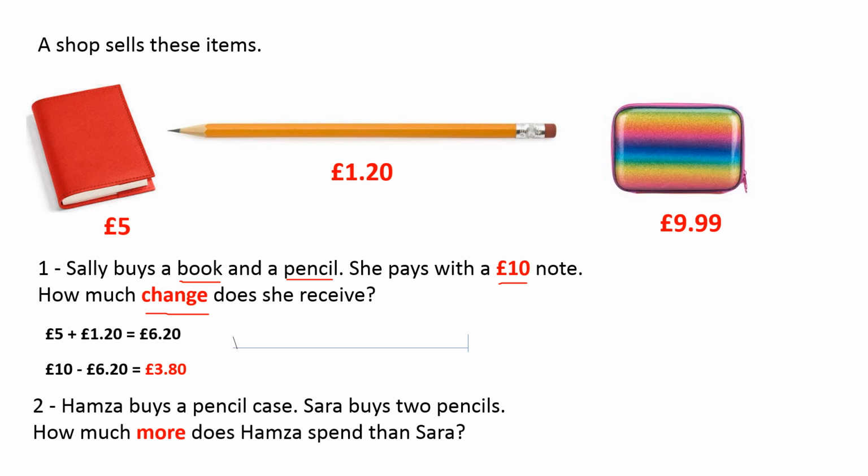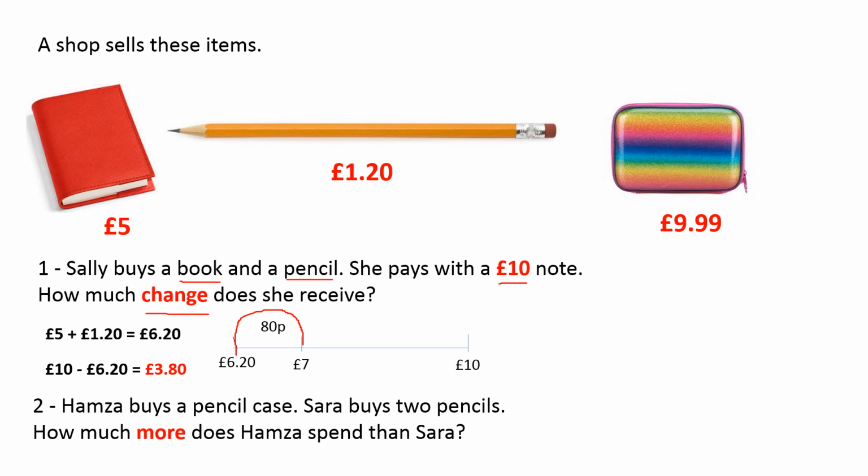So here's my number line. I have £6.20 on one side, £10 on the other. So because this isn't a whole number, I want the next whole number, which is £7. That would be my first jump. So what is 20 pence plus what is 100? Plus 80. So that would be my first jump. So I've got 80 pence.